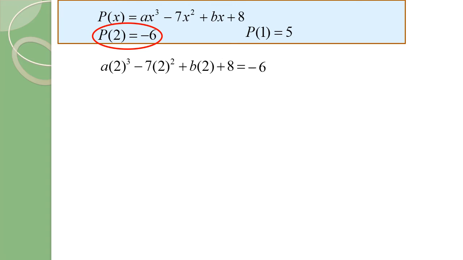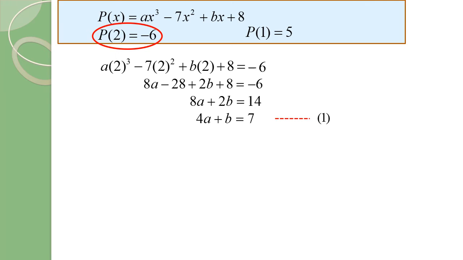So P of 2 is equal to negative 6. So substitute 2 into the polynomial. It will be a times 2 cubed minus 7 times 2 squared plus b times 2 plus 8 equal to negative 6. So simplify this expression first before you do the simultaneous equation. What we have here is 8a minus 28 plus 2b plus 8 minus negative 6. So group the constants on the right side together. So we have 8a plus 2b equal to 14. And then simplify, we can divide by 2. So we have 4a plus b equal to 7. So this is the first equation from P of 2 equal to negative 6.